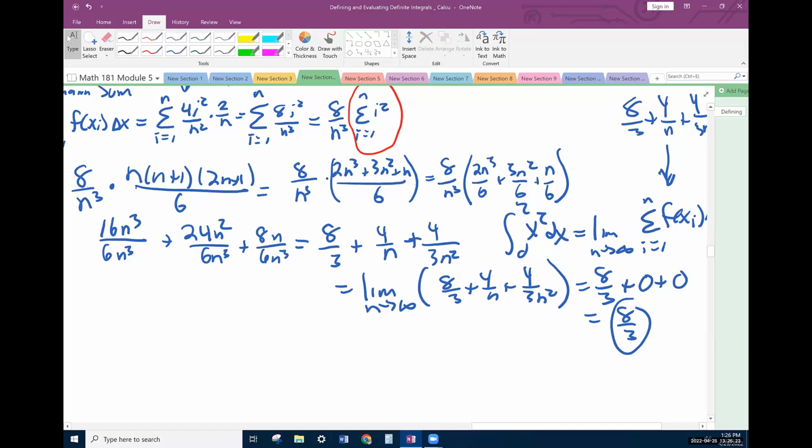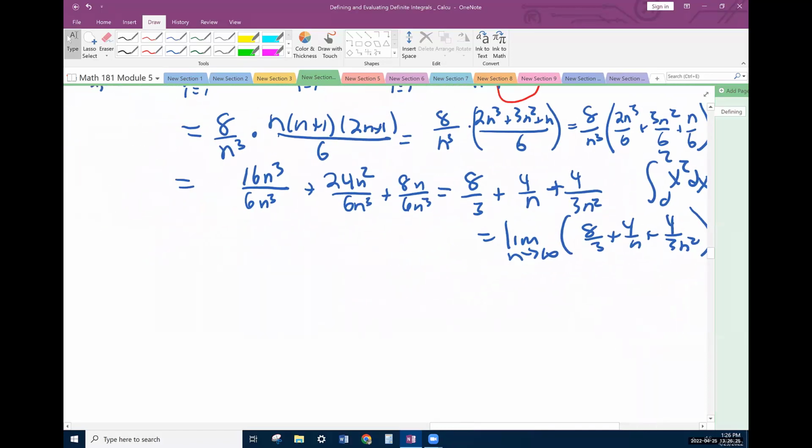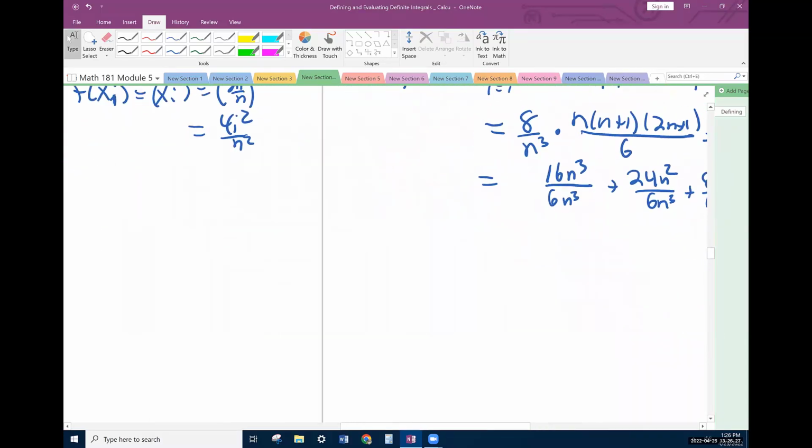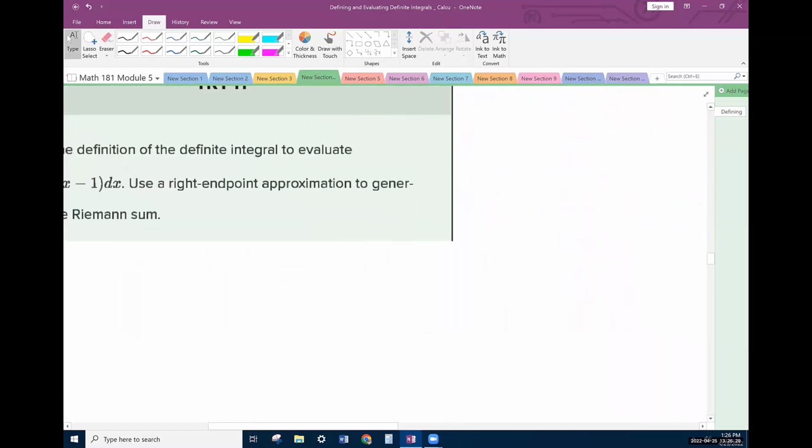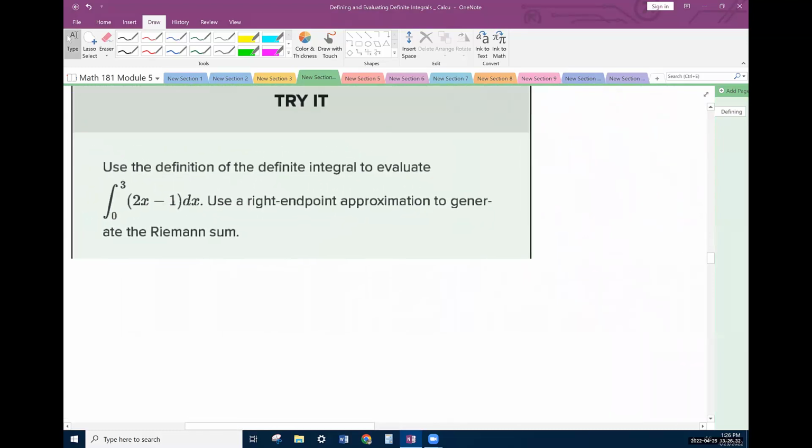Let's do another one. Any objections? Okay. Use the definition of the definite integral to evaluate the integral from 0 to 3 of 2x minus 1. This one's a little easier because we have a 2x, and we know what that sum is. The sum as i goes from 1 to n of i is going to be n times n plus 1 over 2. We know that one. That was what Gauss came up with when he was a kid.